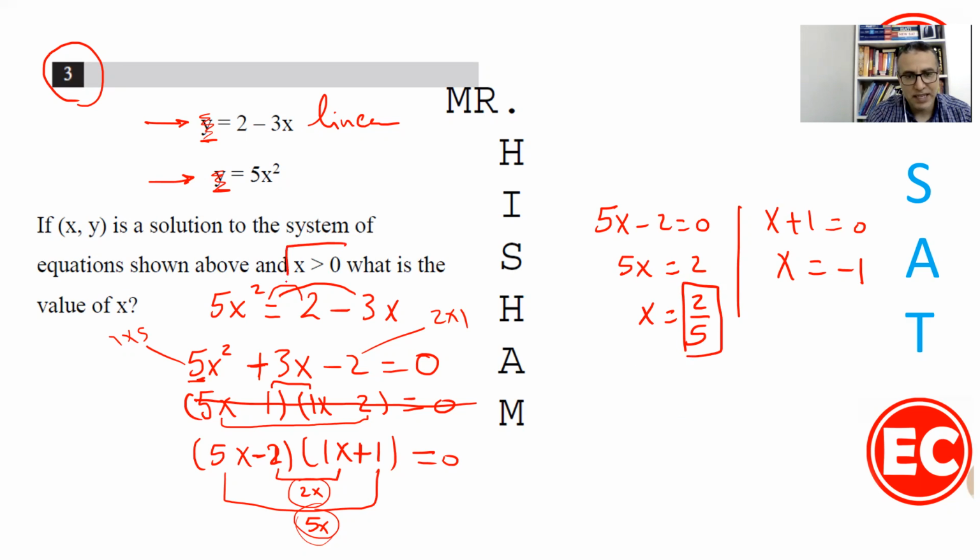Why? Because it says here that x is greater than 0. And don't forget that inside the grid, we don't have a negative value. Even if it doesn't say that x is greater than 0, I will never choose x equal to -1, as in the grid, I don't have a negative sign.